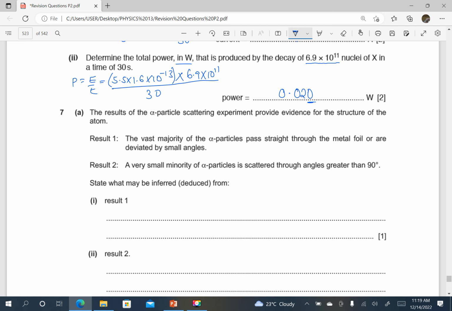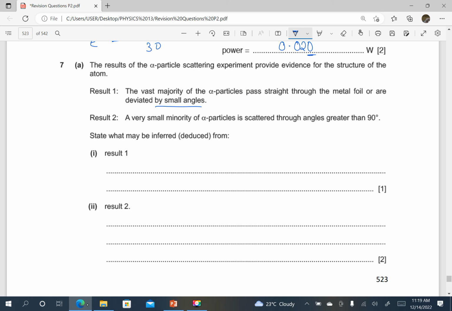Okay, the results of the alpha particle scattering experiment provide evidence for the structure of the atom. Result number 1, the vast majority of the alpha particles pass straight through the metal foil or are deviated by small angles. Number 2, a very small minority of alpha particles is scattered through angles greater than 90 degrees. Those are the results of the alpha particle scattering experiment. State what may be inferred, that is deduced, from result number 1. Of course, if most of the alpha particles pass through, it is only because most of the atom is entirely empty space.